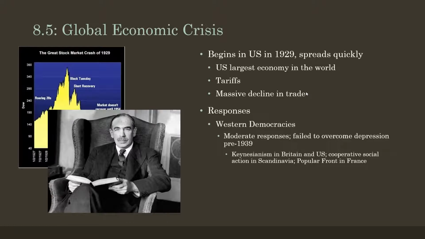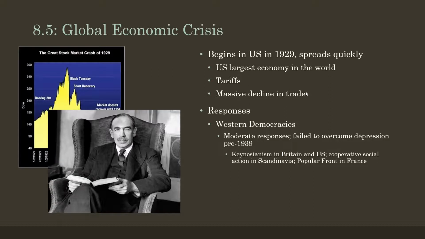Scandinavia is doing something called cooperative social action, which is sort of like moderate socialism. I mean, this is like the welfare state. The Scandinavian countries are the first to completely recover from the Depression. They're actually going to recover in the late 1930s. So they have some success.